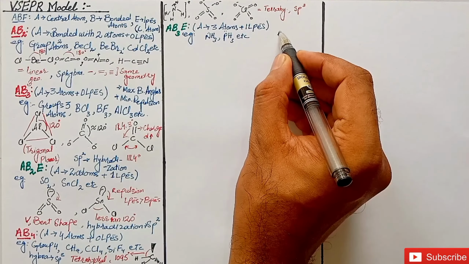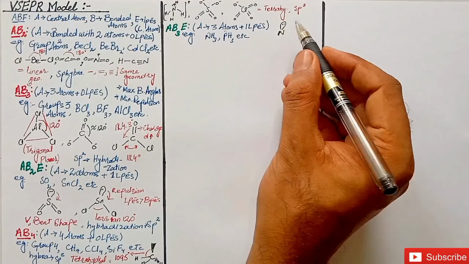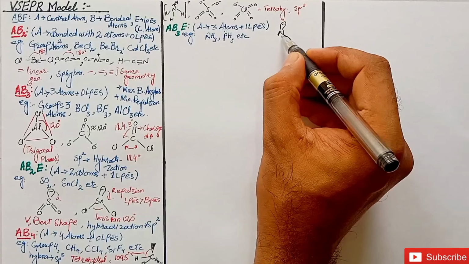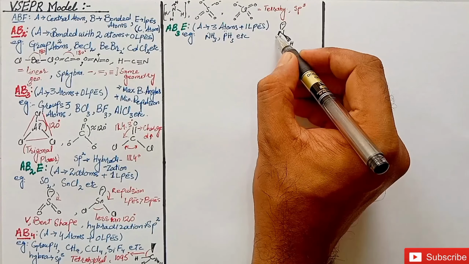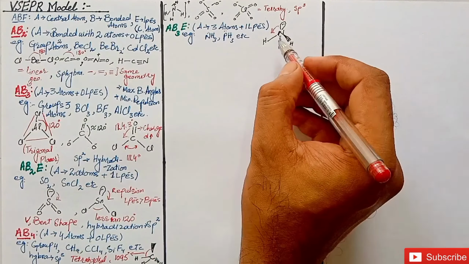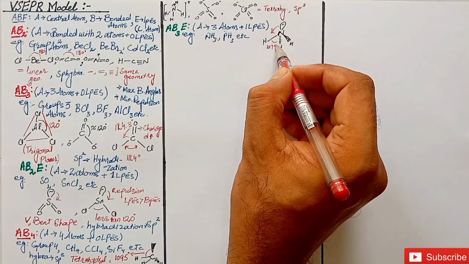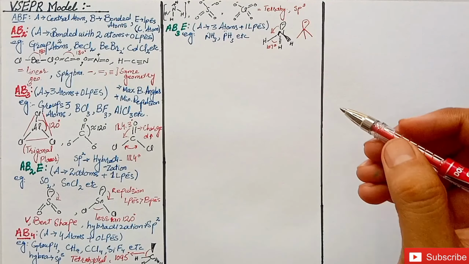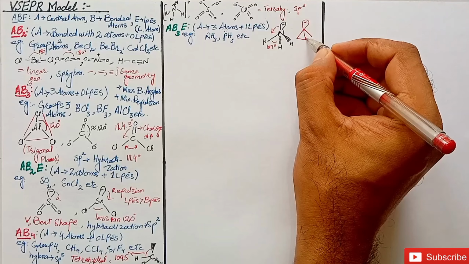This is the geometry of the NH3 molecule, which has 1 lone pair electron and 3 bonded atoms. Here, the lone pair electron causes greater repulsion, so the bond angle decreases from 109 to 107 degrees. And the electronic geometry is tetrahedral, but the geometry of this molecule is trigonal pyramidal.